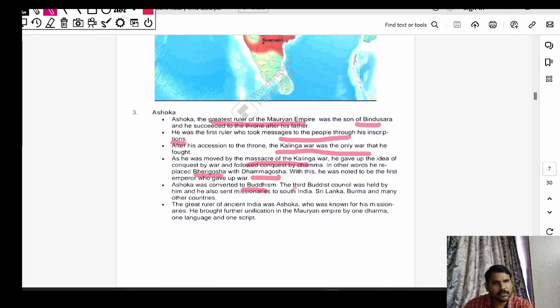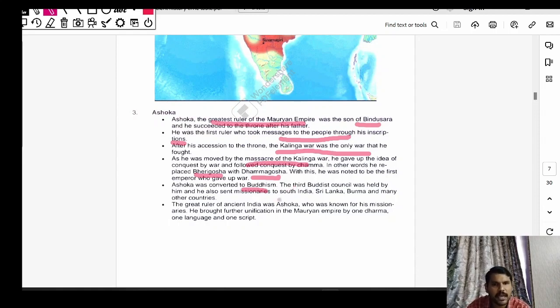The Buddhist councils are also very important. First Buddhist council, second, third, fourth: where it happened, which year, who was the emperor, and who was the Buddhist monk from the Buddhist side who presided over it. All these are very important.